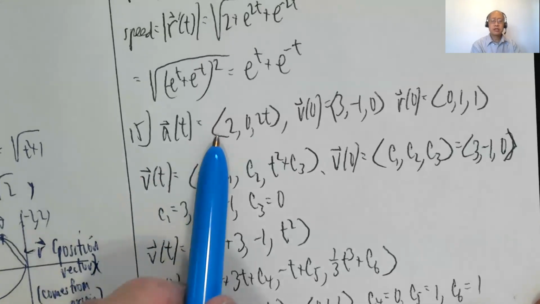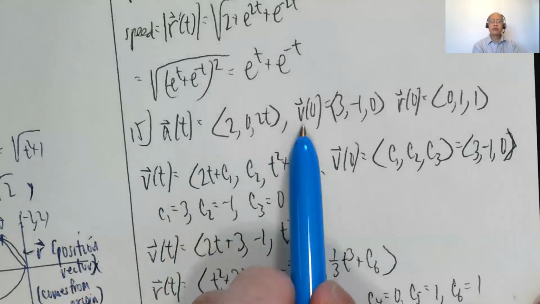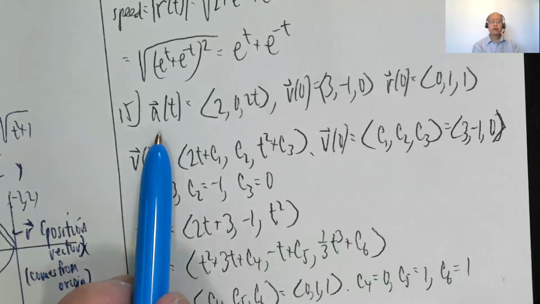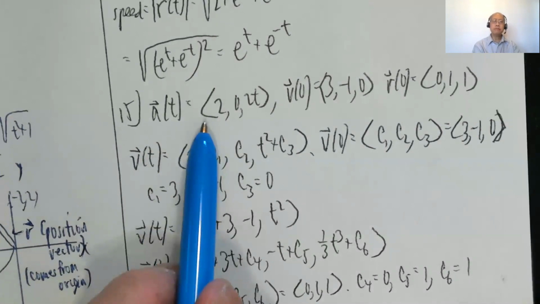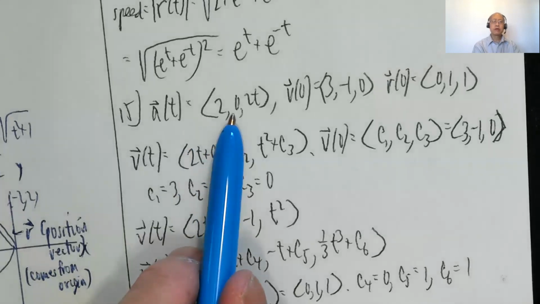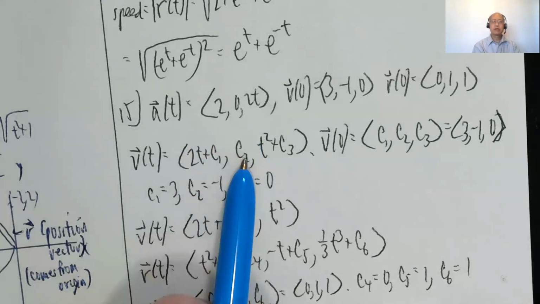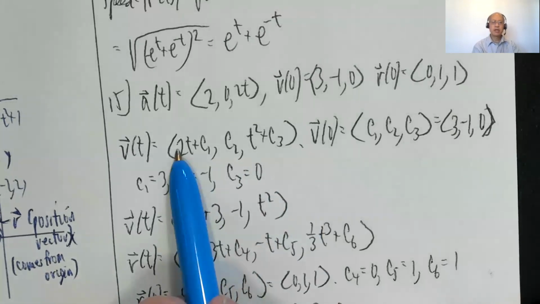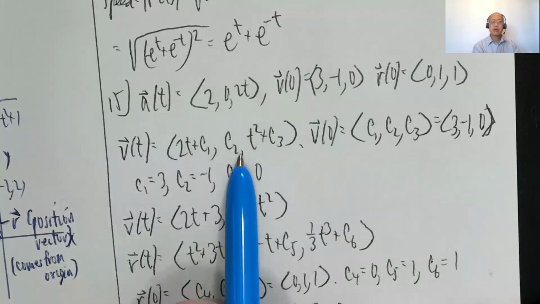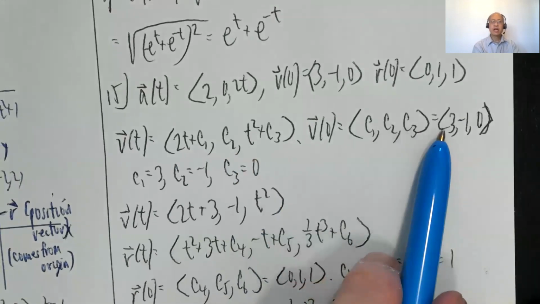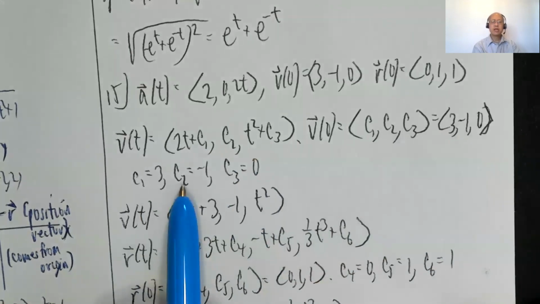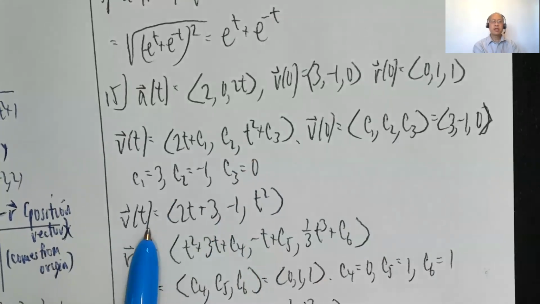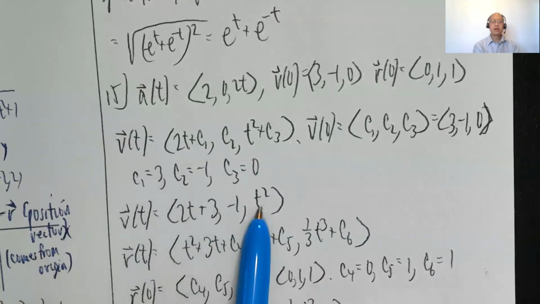All right, a of t is 2, 0, 2t. v of 0 is 3, -1, 0. r of 0 is 0, 1, 1. So to go from acceleration to velocity, I integrate: 2t plus c1. Integral of 0 is a constant, c2, t squared plus c3. Now v of 0, that means when you plug in 0 here, here, and here, you're supposed to get the vector 3, -1, 0. So that means c1 is 3, c2 is -1, and c3 is 0. So v of t is now 2t plus 3, -1, and t squared.